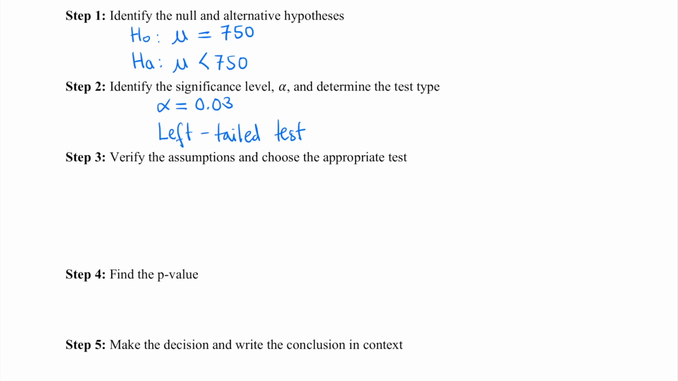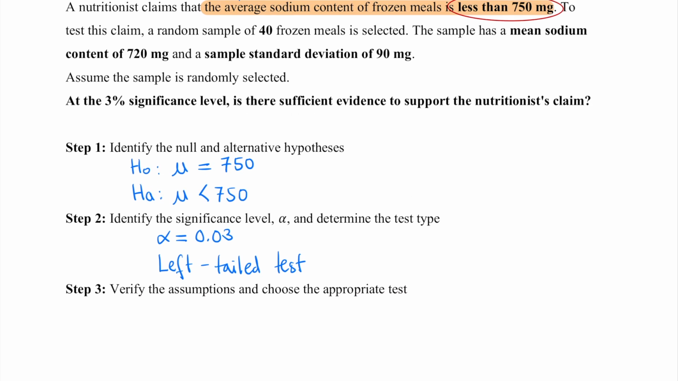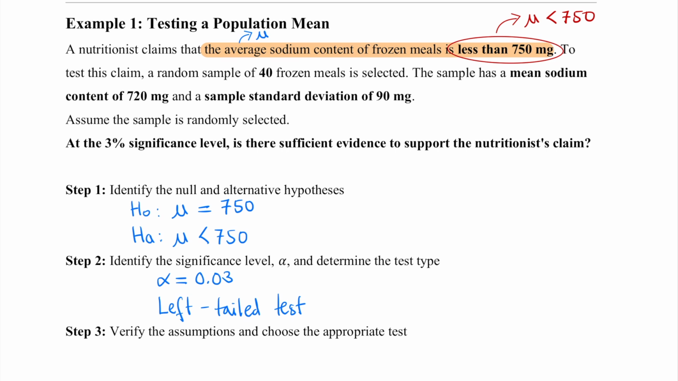Step 3. Verify the assumptions and choose the appropriate test. The problem tells us the sample was randomly selected, so the randomness condition is satisfied. We are testing a population mean, and we're given the sample standard deviation, not the population standard deviation. That means we'll use a one sample t-test.